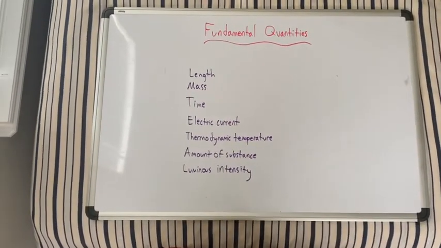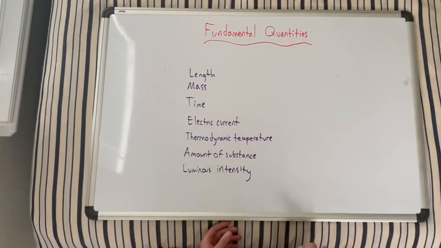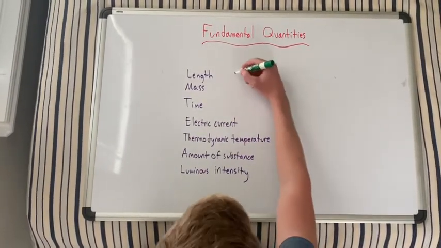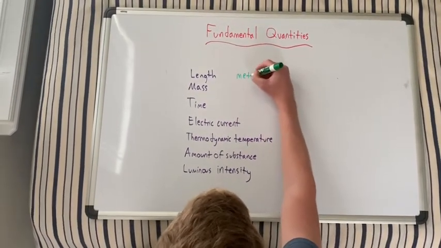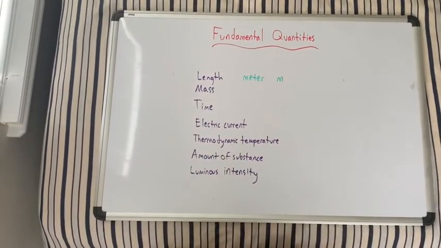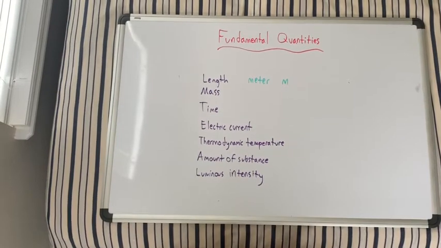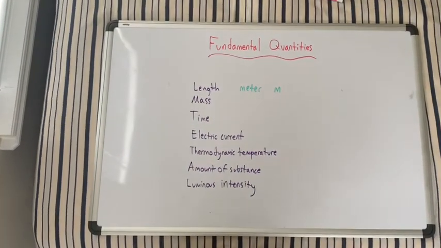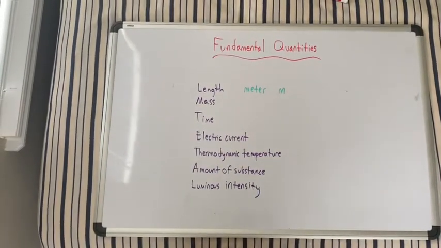So first we'll start with length. So the SI base unit for length is the meter, commonly abbreviated as simply M, right? Now you've probably seen this before if you use a meter stick or if you've seen a measured distance such as 7 meters or anything like that.